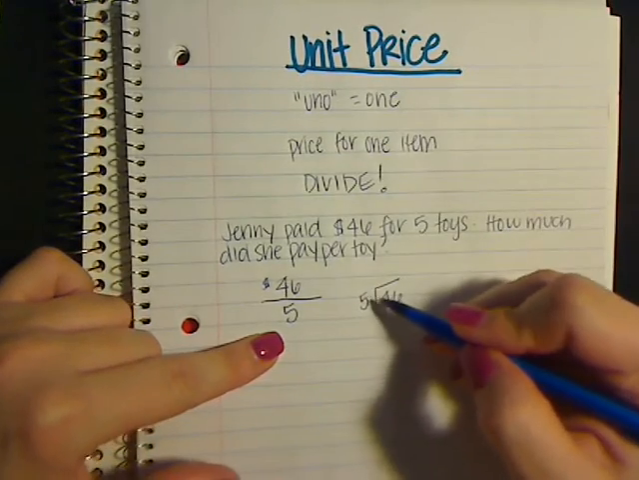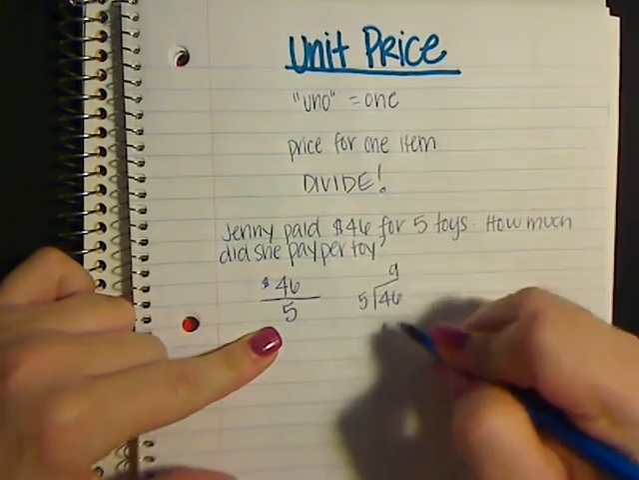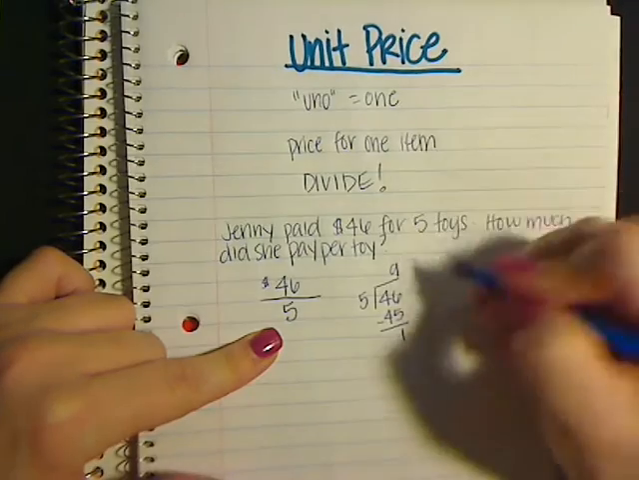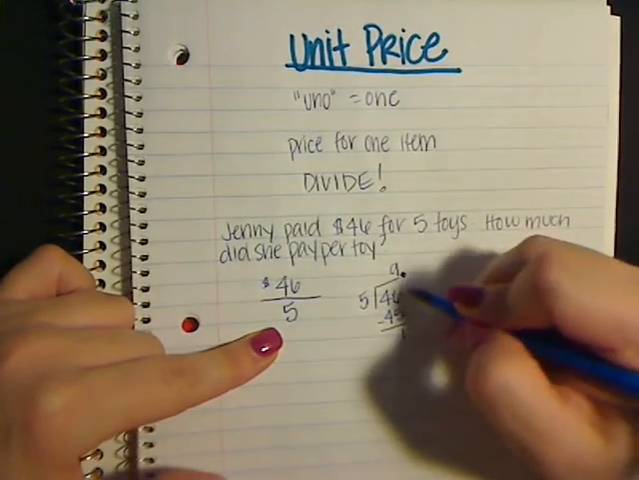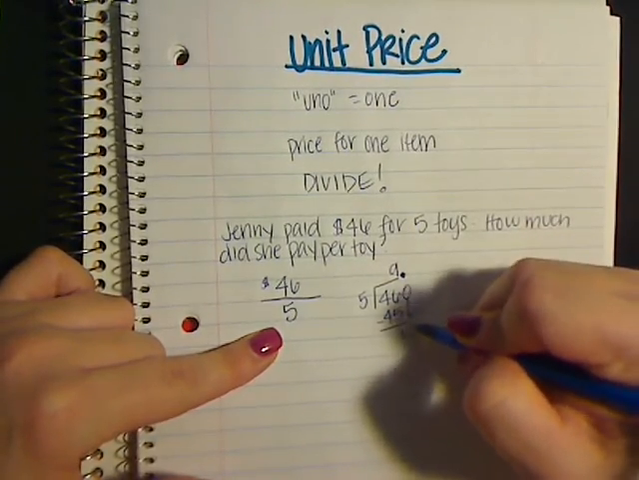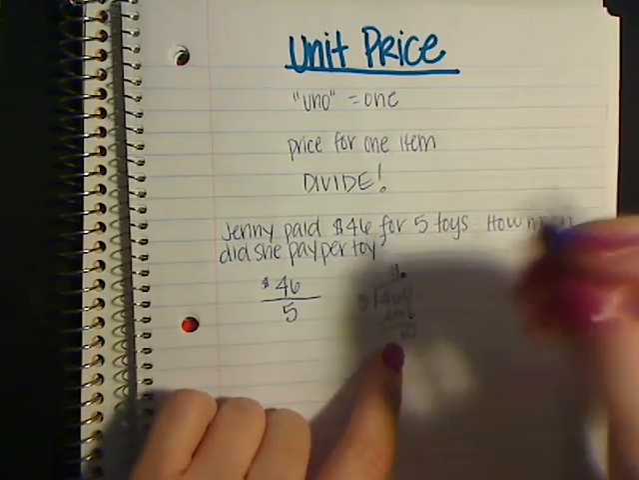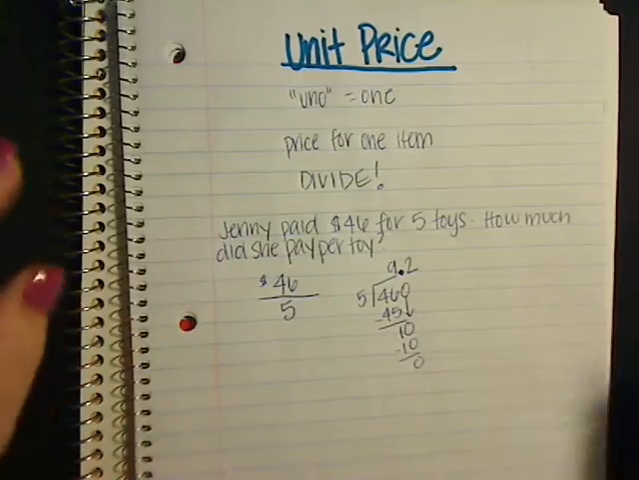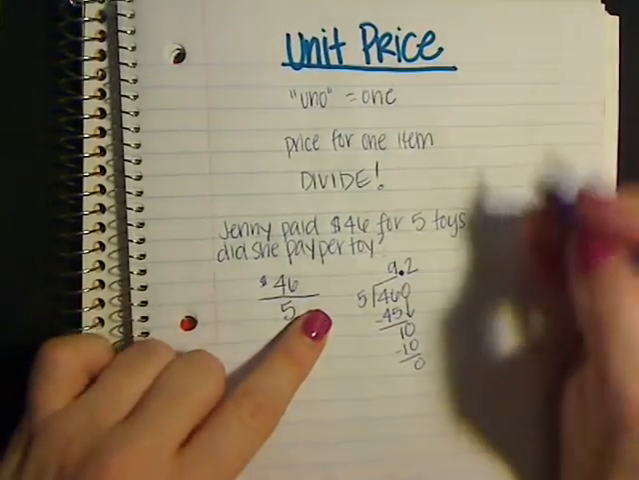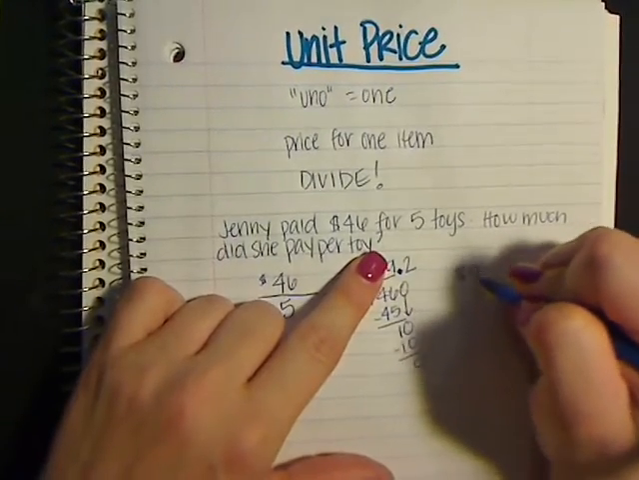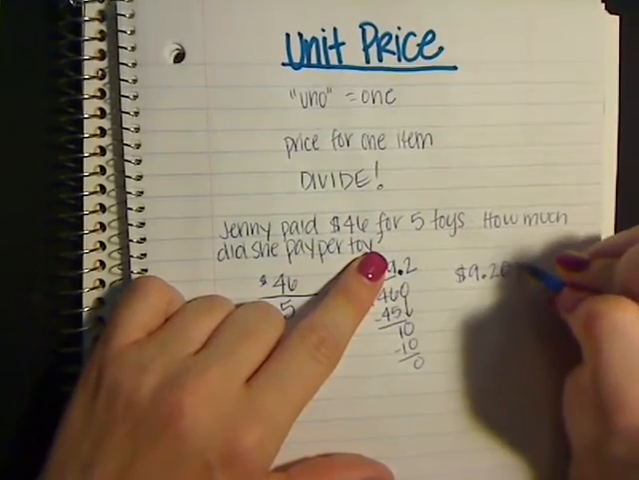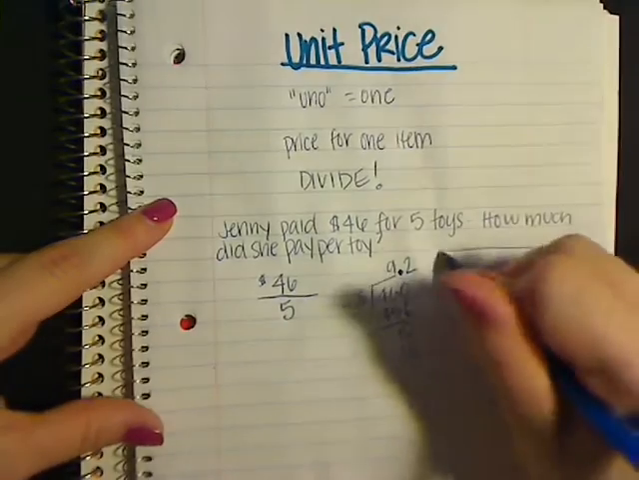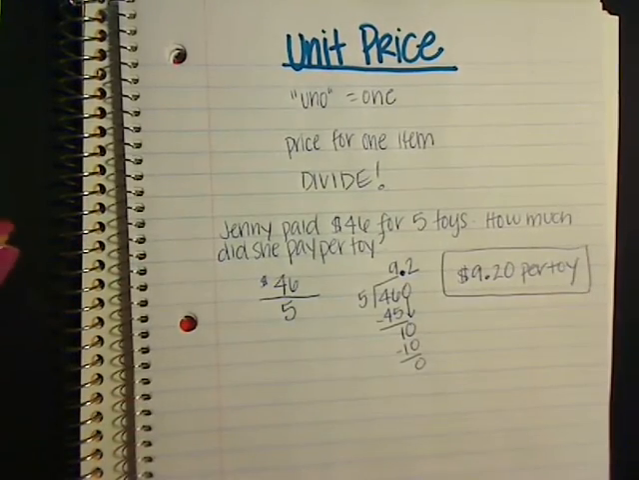5 won't go into 4, but it will go into 46 9 times without going over. Leaves me with 1. I'm going to add a decimal point and then a 0 and bring it down. 5 goes into 10 2 times. Minus 10 is 0. So how much did she pay per toy? She paid $9.20 per toy. So my unit price would be $9.20 per toy.